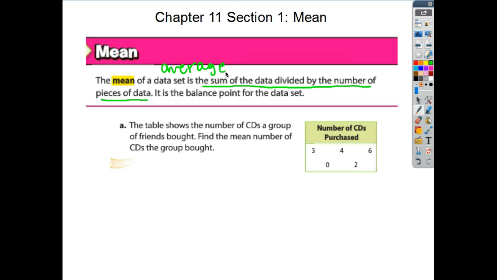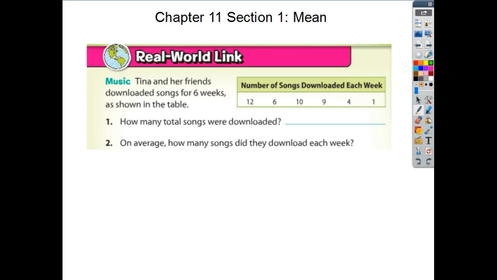And a good way of thinking about it is that it's always a balance point for the data set that's given. So when I say balance point, I mean that it's going to be sitting there and there are going to be some numbers that are higher than that average and there are going to be some numbers that are lower than that average. So if we look at the problem given here, we're going to try this one together.